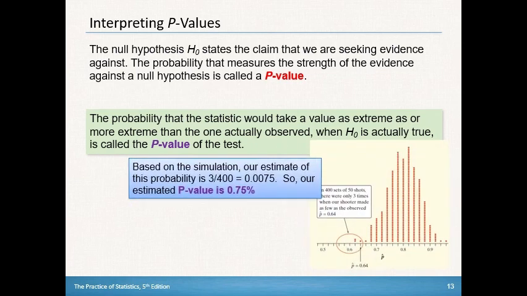All right. So, for example, in our example here, this is not a true sampling distribution. This is a computer-generated approximate sampling distribution. We'll get into the mechanics in the later sections on how to calculate the true probability or true p-value. But based on this simulation, our p-value would be about 0.75% because the probability would be 3 out of 400 attempts.